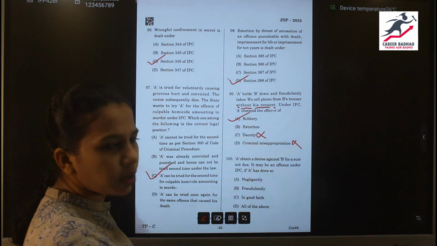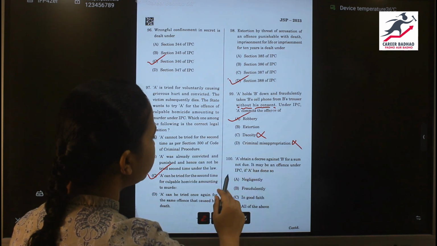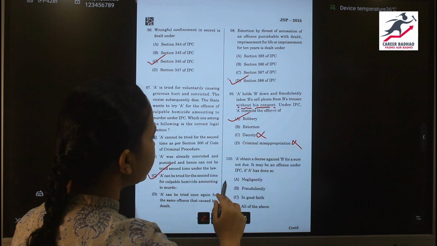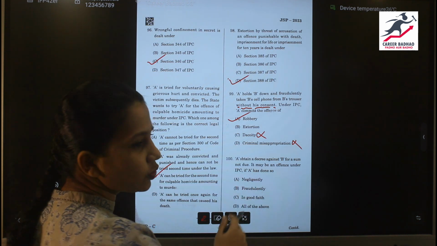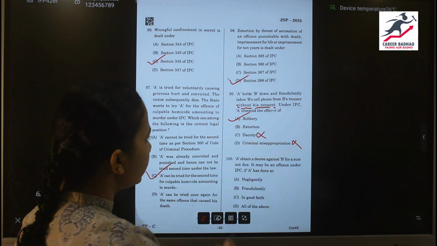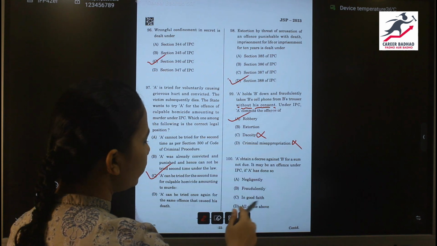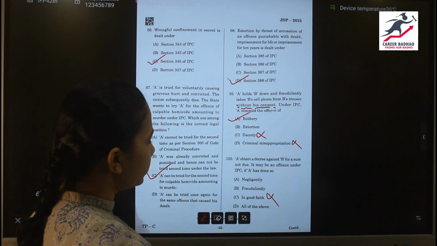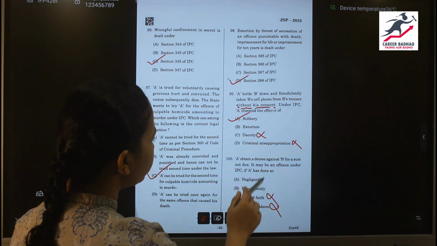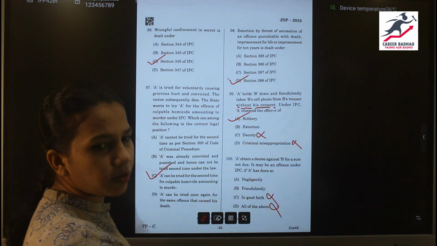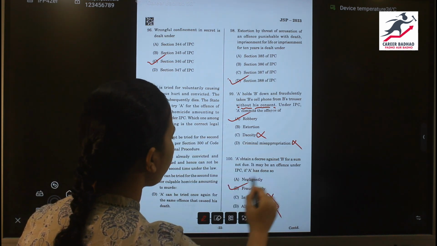Let's move to question number 100, our last question. A obtained a decree against B for a sum not due. It may be an offence under IPC if A has done so. Now here we need to find out what is the correct mens rea. So is it negligently, is it fraudulently, is it in good faith? Good faith won't be a problem, or all of the above. All of the above is also nullified. So here we need to find out whether the mens rea was negligently or fraudulently. So here the appropriate mens rea would be fraudulently.